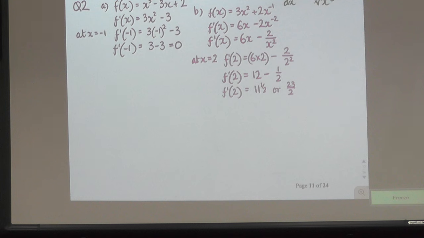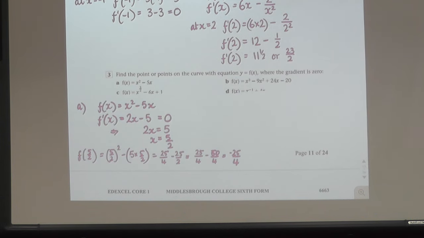Have a quick look at the first one, the first part of question three. We were asked where the gradient was equal to zero. So if we differentiate it, we get 2x minus 5. And if the gradient is equal to zero, then that's your f dash of x is equal to zero. We rearrange it and we get our x coordinate. It did ask for the point or points on the curve, so we had to find the y coordinate as well. So you go back to the original equation f of x and you substitute in there.